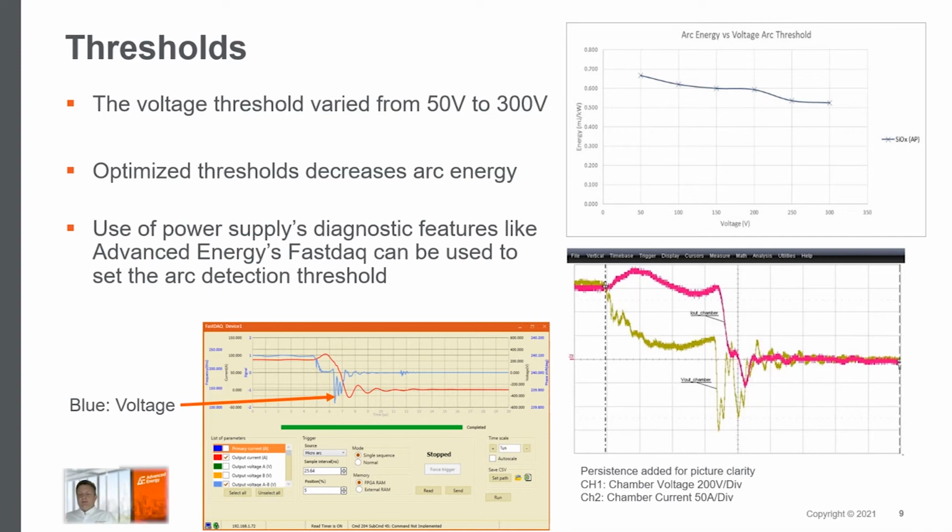An oscilloscope is the best way to optimize the threshold settings, but that is seldom possible in a production environment. Instead, you could use embedded diagnostic tools like Advanced Energy's Fast Act to monitor and optimize your settings.